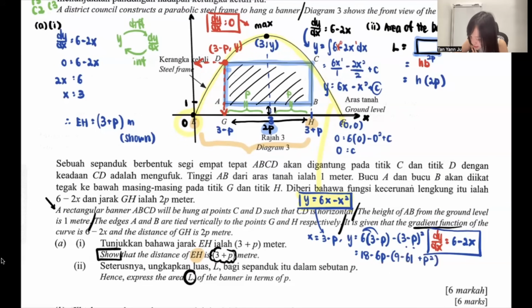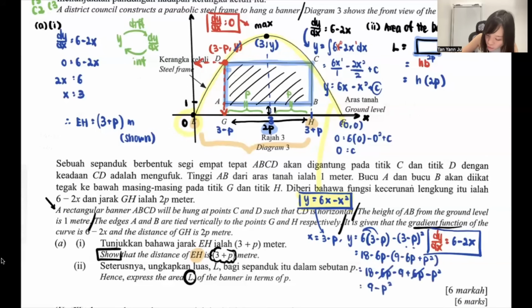2 times this, isn't it negative 6P in the middle? So negative 6P, and it's negative 6P plus 6P, bye-bye. 18 minus 9, 9 minus P squared, got it. That means when my X is 3 minus P, my Y is 9 minus P squared.